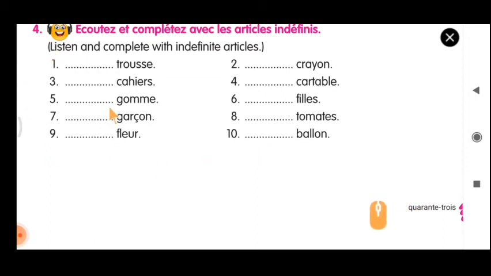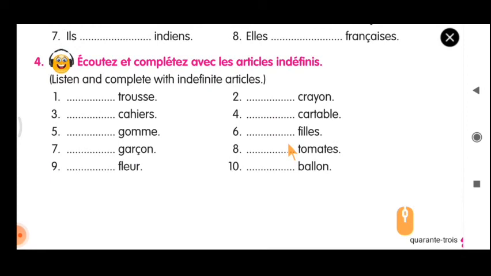So it is une trousse, un cahier, une gomme, un garçon, une fleur, un crayon, un cartable, des filles, des tomates, un ballon. So this exercise will be your online test for this evening. Okay, so try to solve this. And I might ask this exercise for exam also. So if I am revising, that is one important exercise. So sure, I will ask this for exam also. You must be ready. Even in case if you have an old book, you can copy this exercise in your old book and keep it, and you can revise it for exam.